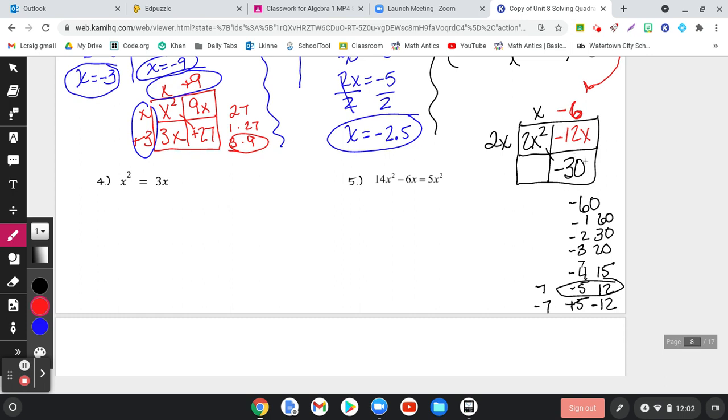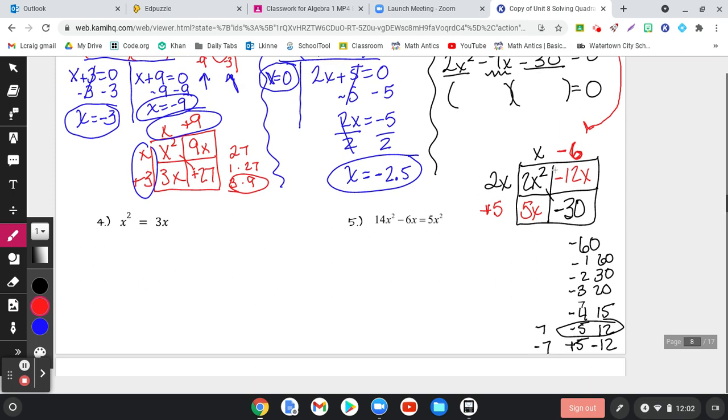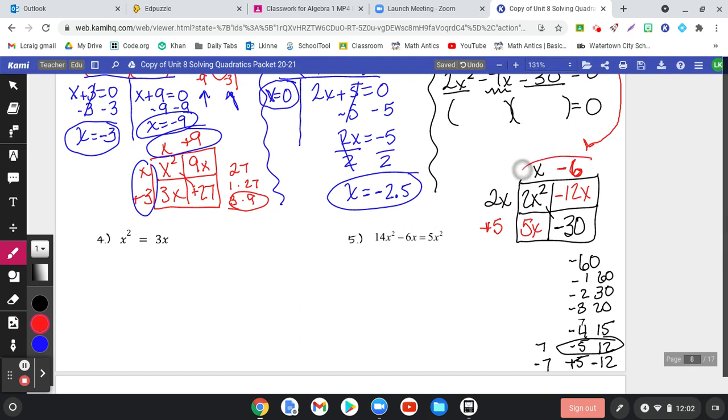Okay, what would you multiply negative 6 by to get negative 30? Positive 5. And 5 times x would give you 5x. See if that all works out. 2x squared minus 30, we already got those terms. Negative 12x and 5x gives you negative 7x. So here's one of your parentheses. Here's the other. And again, guys, I know this is tricky. It's just one method.